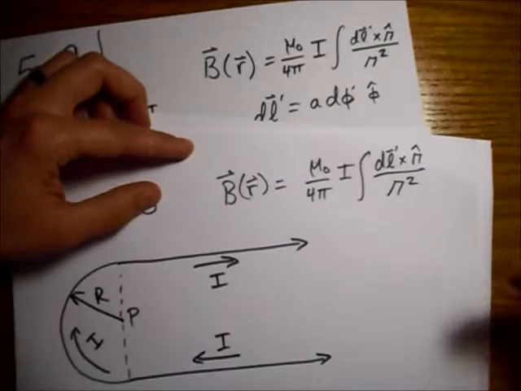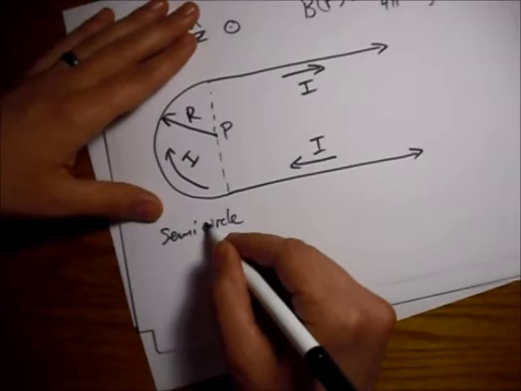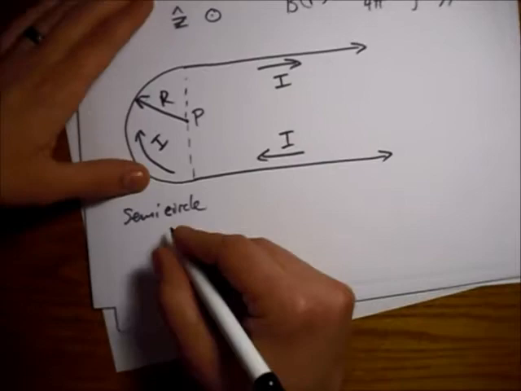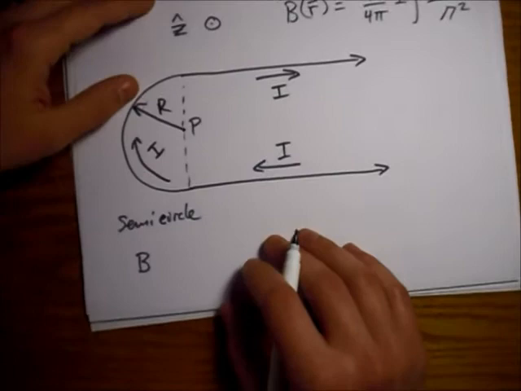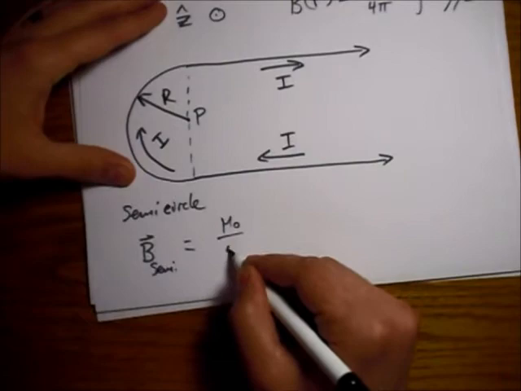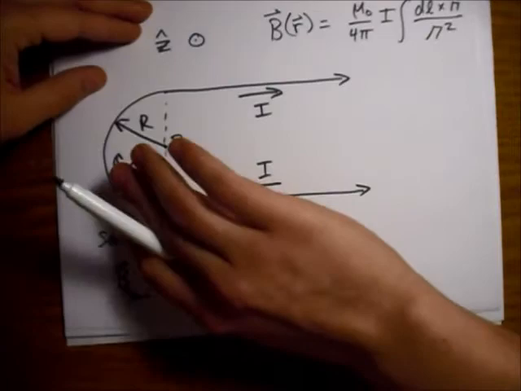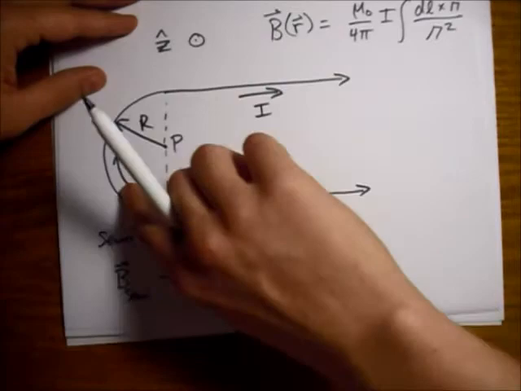Okay, so let me just write semicircle. So we're looking at this semicircle. All right, so B, it's just gonna be similar to what we did previously, right? We have a mu naught, we have a 4 pi, we have an I, and then what is dl? Well, in this case, the I is going around in the minus phi hat direction.